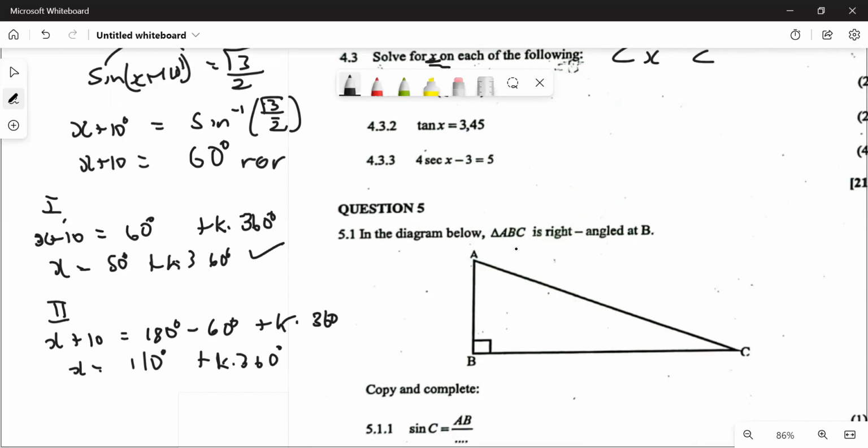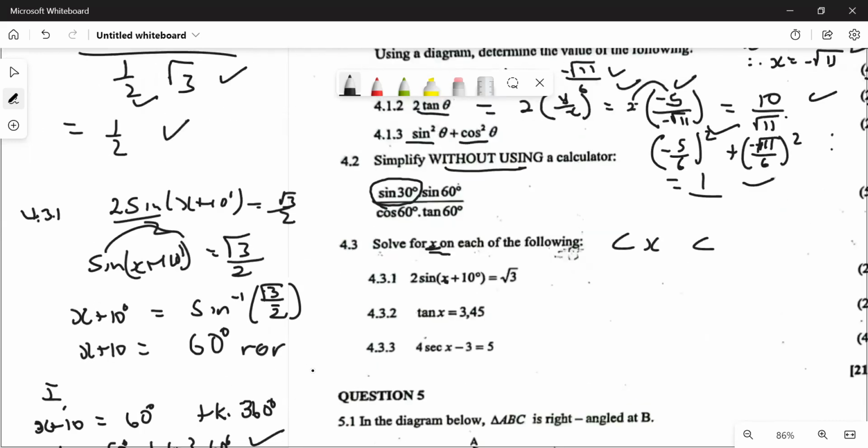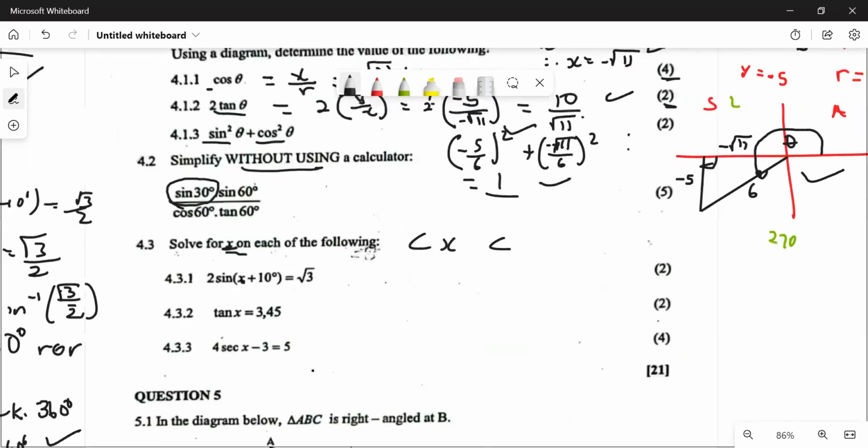Now, guys, let me repeat this again. If you're in grade 10, the answers you're going to get are 50 and 110. Again, these answers are only for the first cycle, only for 0 to 360. But they didn't say solve for x between 0 and 360 here. So we want all the answers. So when we say k multiplied by 360, we're giving you all the answers. And then we tell them that k is an element of the integers. Next.